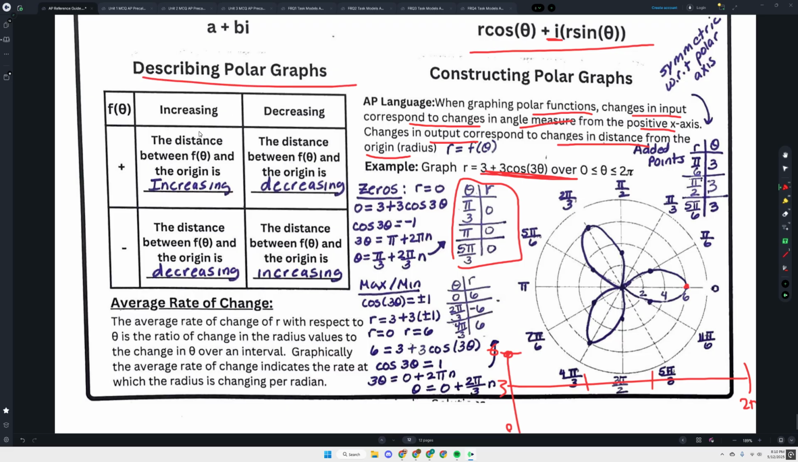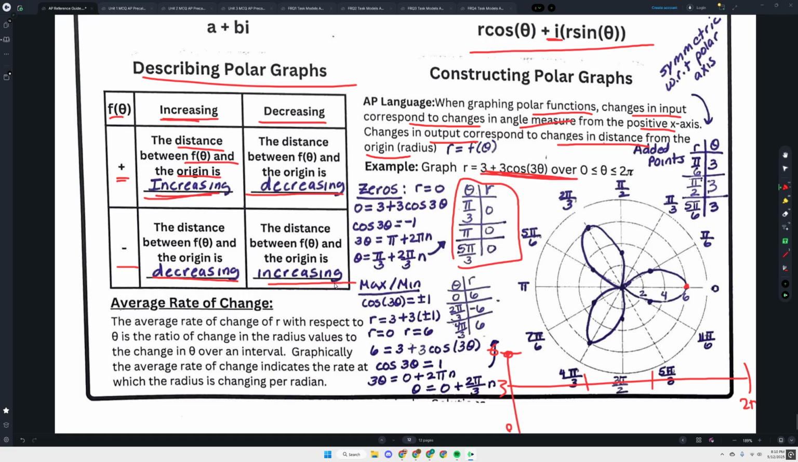Describing polar graphs, the rate of change topic, the last topic of AP Precalc. If the distance between f and the origin is increasing, then if theta is increasing and the rate is positive, it's increasing. If it's decreasing and positive, it's decreasing. If it's increasing and negative, it's decreasing. And if it's decreasing and negative, it's increasing.